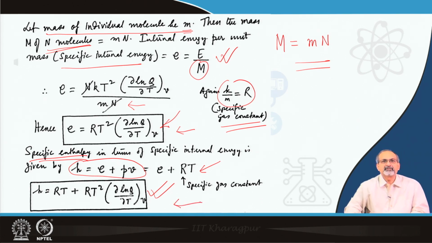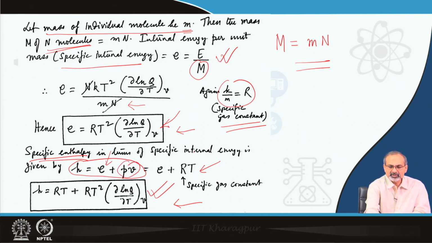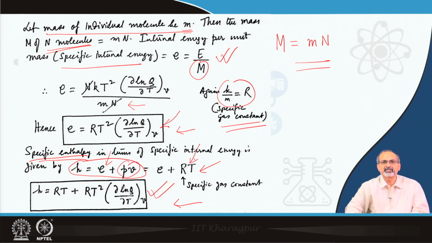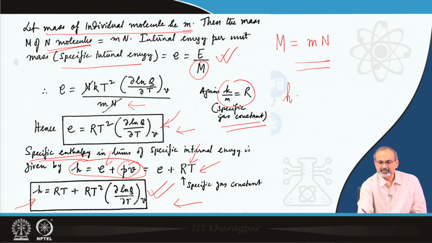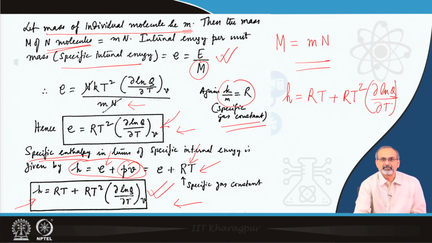Subsequently, we showed the expression for specific enthalpy, where since we had already obtained the expression for specific internal energy, that was substituted here, and the product P times V was replaced by RT, R being the specific gas constant. Therefore, we came up with the final expression for specific enthalpy, which is given by RT plus RT square, and then the partial derivative of log Q with respect to temperature at constant volume. So, you could as well write it as capital V.